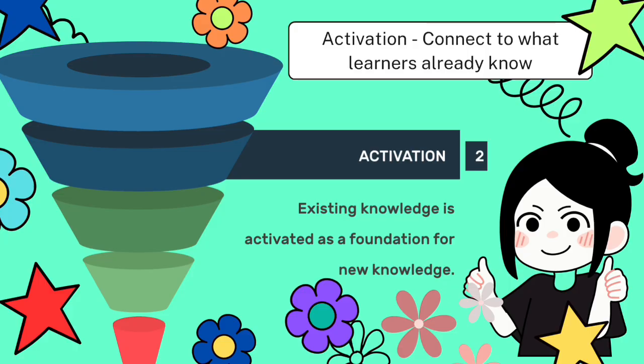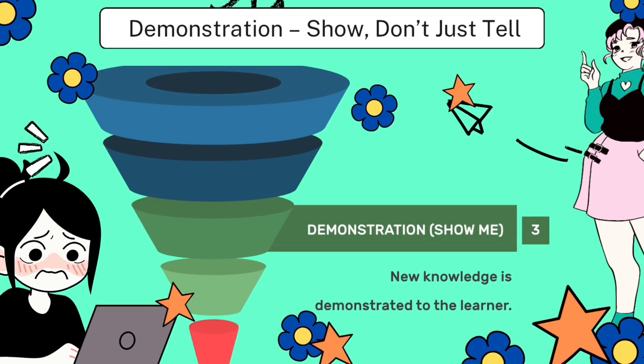Identifying learners' current knowledge helps them connect old and new concepts. Revisiting previous knowledge prepares them for deeper learning. The third principle is demonstration. Learning is more effective when new knowledge is strategically demonstrated.